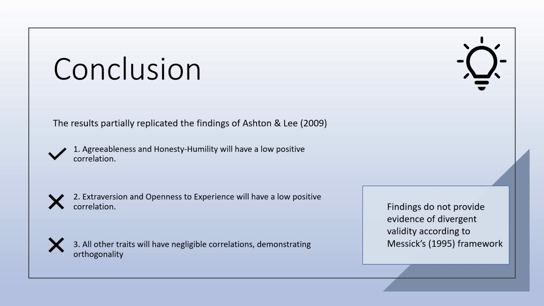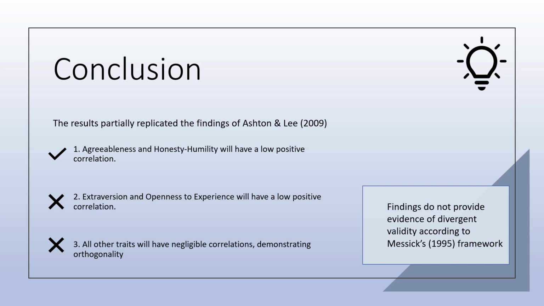Additionally, several moderate correlations were found between traits, which does not support the third hypothesis. Moderate correlations suggest that certain traits may not be as orthogonal as they should be, bringing into question the distinctiveness of the constructs. In the original study by Ashton and Lee, no correlations reached a moderate level of 0.3, while the current study had 3 correlations reaching that level.